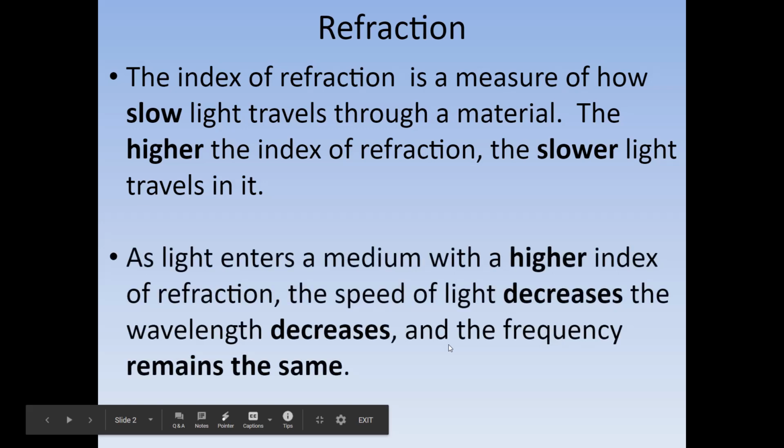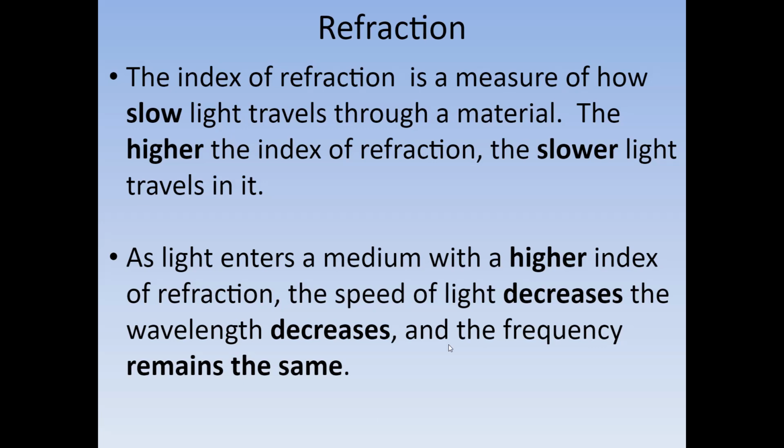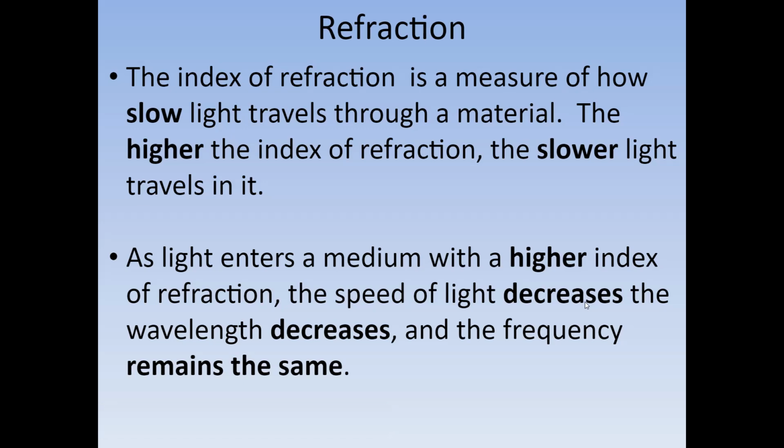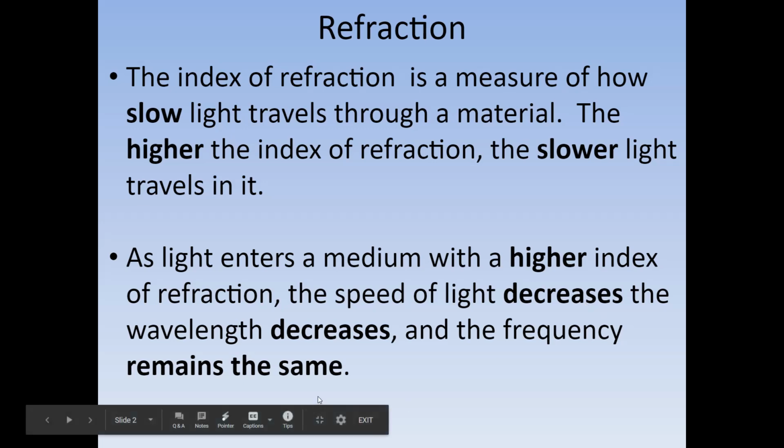Now we have the equation v equals f lambda. So of those two things, lambda and frequency, wavelength and frequency, one of them has to change. So as light travels into a new medium that has a higher index of refraction, it's going to move at a slower speed. So the speed decreases. It turns out that the wavelength will also decrease, meaning that the frequency will always remain the same.